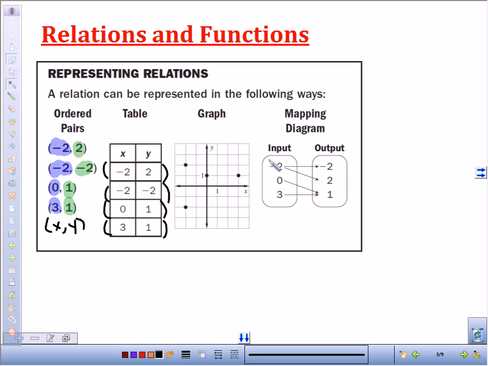And what the mapping diagram does for us is that it lets us visually see how the relationship works. We can visually see that the input -2 goes to both -2 and 2. We can visually see that both inputs 0 and 3, both of them go to the output of 1.